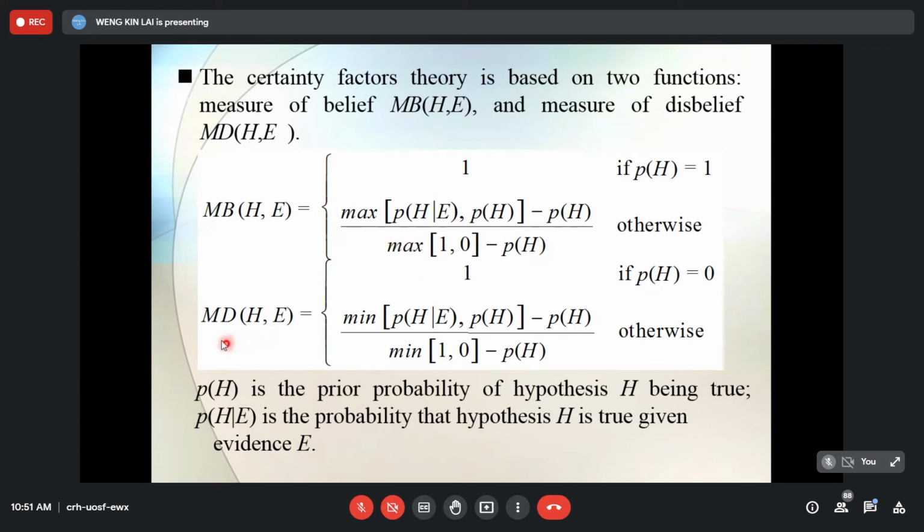Now, on the other side, you have your measure of disbelief. Same thing again. If the prior probability of your hypothesis is actually false, or 0, then your measure of disbelief of the hypothesis and the evidence is equal to 1. So this is only the case if the prior probability of the hypothesis is false, or not true, 0.